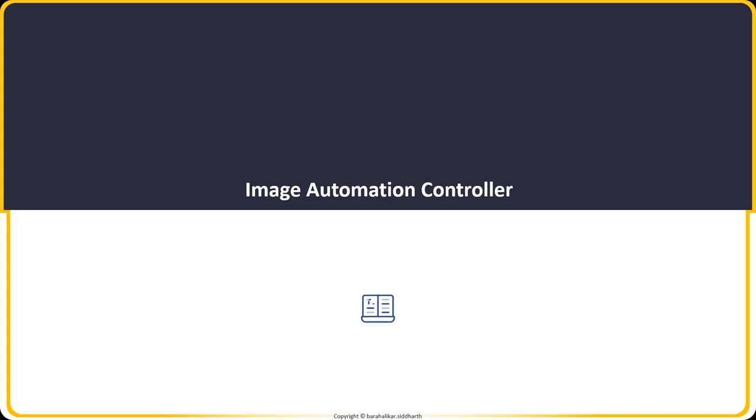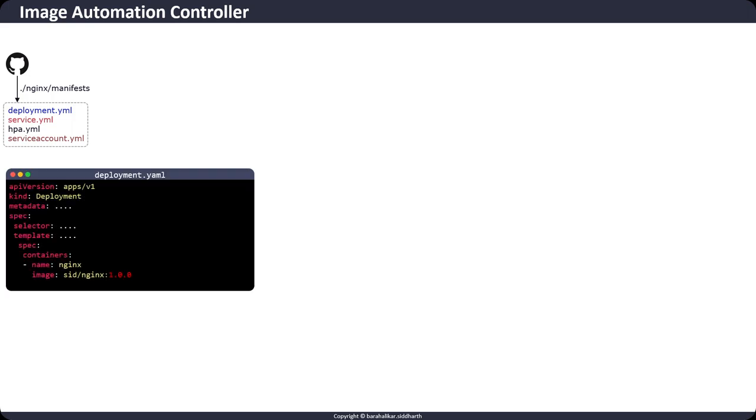Let's talk about the image automation controller. Before I talk about the image automation controller, let's understand a use case. Assume we have a Git repository which holds various manifests with respect to Nginx. It has a deployment manifest with Nginx image of version 1.0.0. To deploy this, we make use of the source controller as well as the customization controller.